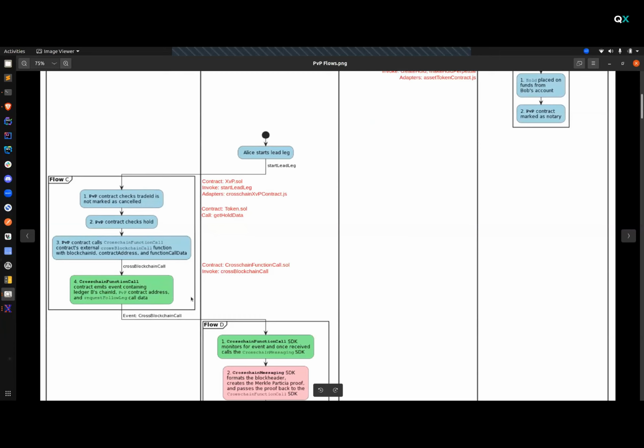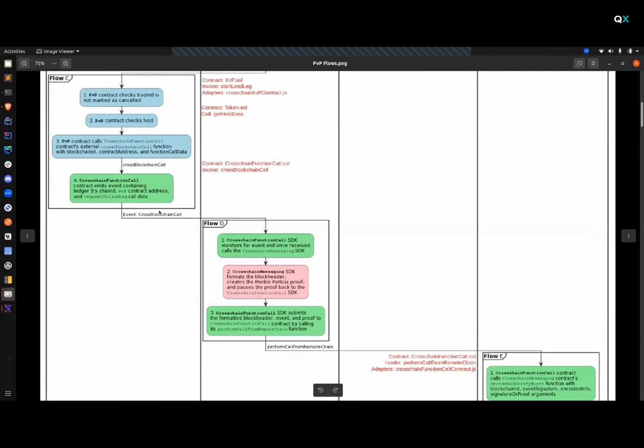What would it look like in the contracts? Our application layer will check for cancellations. We will get to cancellations and see why that is important. It will check that the hold exists, talking to the token contract, that everything is in order. And then it will emit an event. Now, this is what we're going to prove to the other ledger happened.